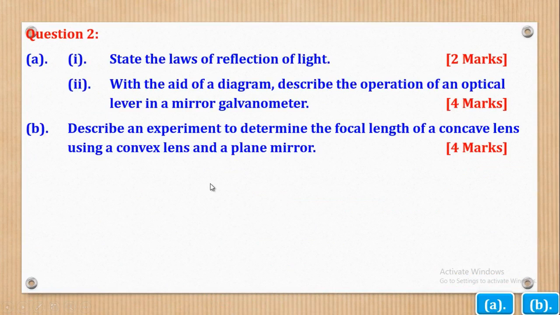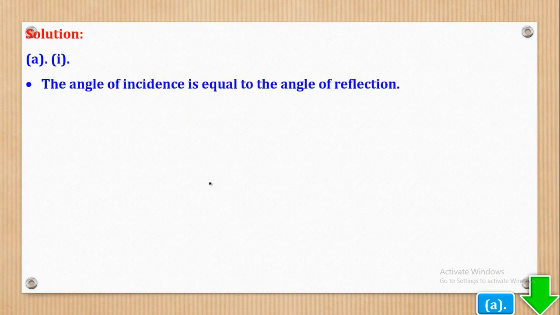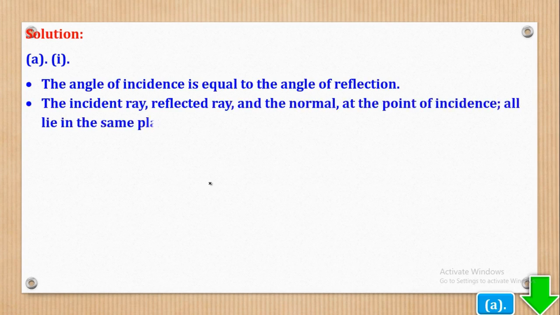And now we shall go to question 2, part A, Roman 1, which says, state the laws of refraction of light. So here comes that one is that the angle of incidence is equal to the angle of refraction. Then 2 shows that the incident ray, reflected ray, and the normal at the point of incidence all lie in the same plane. So now we shall go to part A, Roman 2.